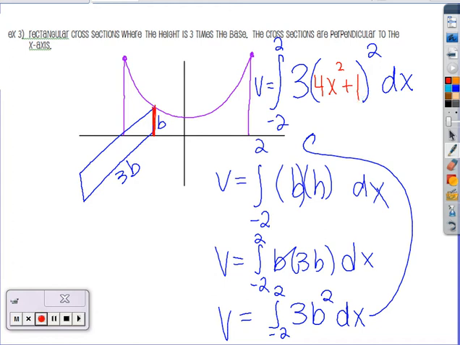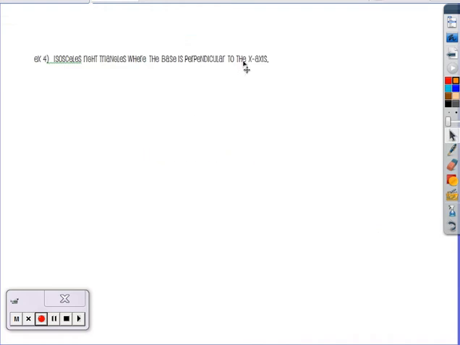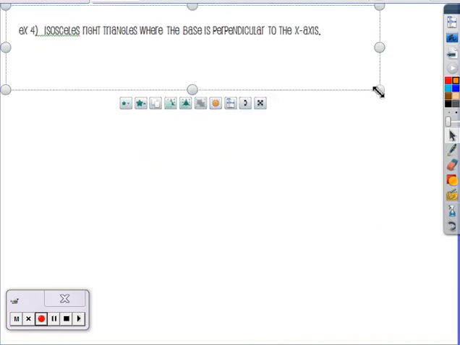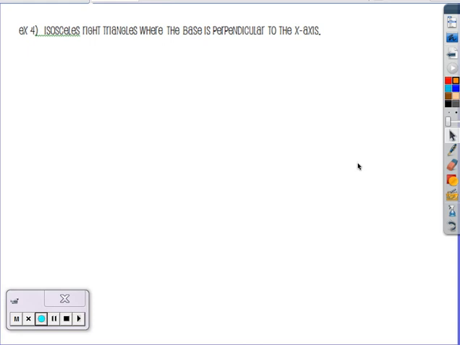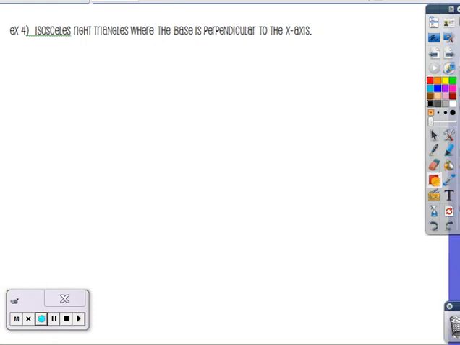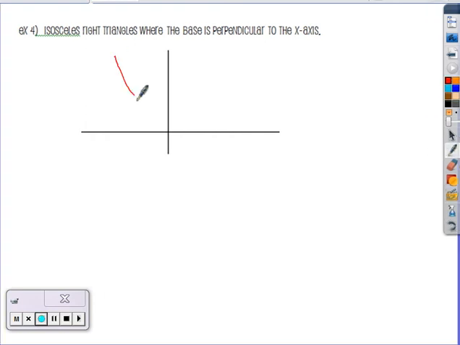Okay? Number 4, isosceles triangles where the base is perpendicular to the x-axis. When you get these problems, there will always be enough information to understand them fully. So, negative 2 to 2. So, isosceles triangle. Oh, I did give enough information, I'm kidding. It's an isosceles right triangle.